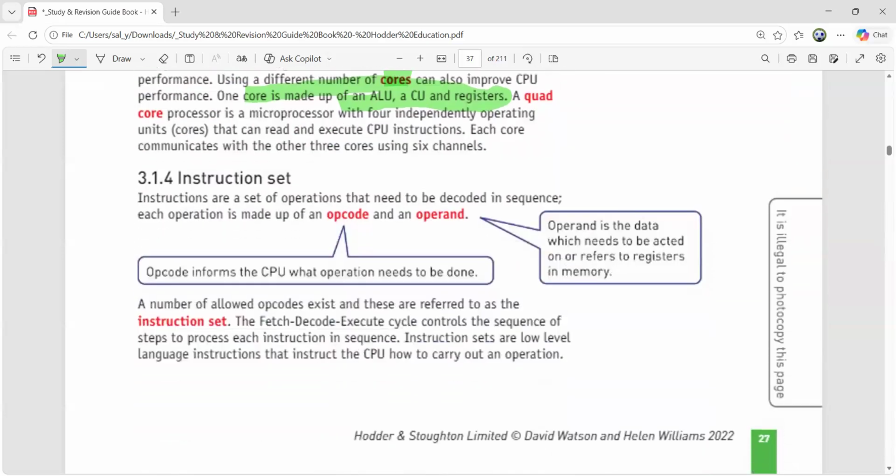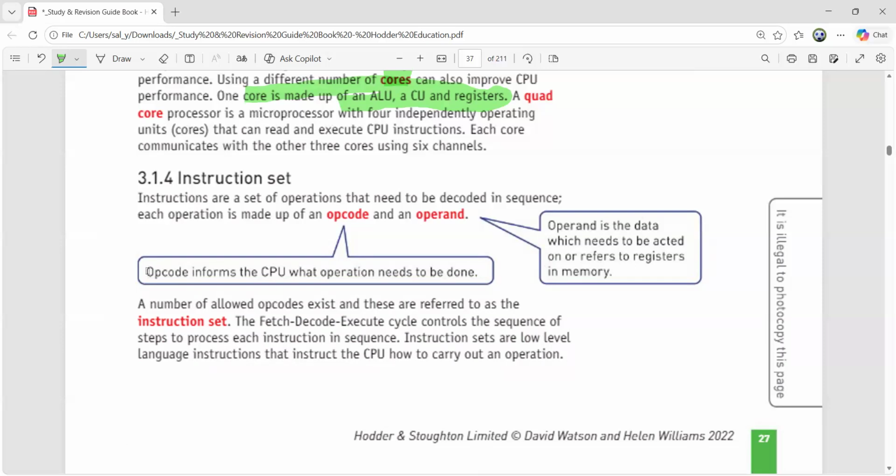Now, then we have to know what is an instruction set. And do not confuse this instruction set with the character set that we have learned in chapter 1, ASCII and Unicode. What is an instruction set? See, instruction sets are the operations that will be understood by that particular computer architecture. And this instruction set is made up of an opcode and an operand. So just think from this definition. The question can come in the paper.